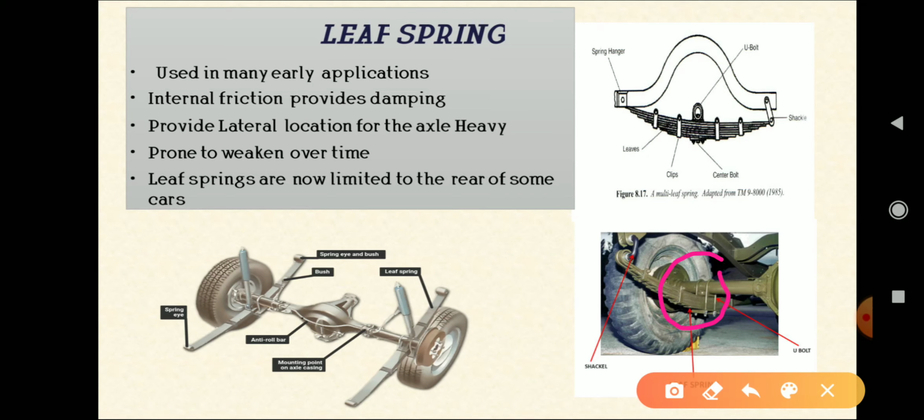The components of the leaf spring are a number of leaves, clamping clips, and a center band to hold the leaves. One end, the shackle, is connected with the frame, and the other end is fixed with the spring hanger. The whole assembly of the leaf spring is connected with the U-bolt. These are the main components, also shown in the figure, and dampers are also provided for the suspension system.